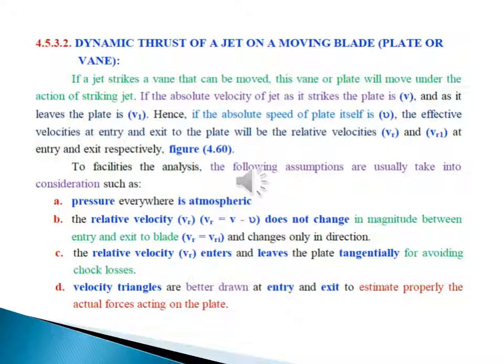Dynamic thrust of a jet on a moving plate or vane. If a jet strikes a vane that can move, this vane or plate will move under the action of the striking jet. If the absolute velocity of the jet as it strikes the plate is v, and as it leaves the plate is v1, and the absolute speed of the plate itself is epsilon, the effective velocities at entry and exit to the plate will be the relative velocities Vr and Vr1 at entry and exit respectively, as shown in the enclosed figure.